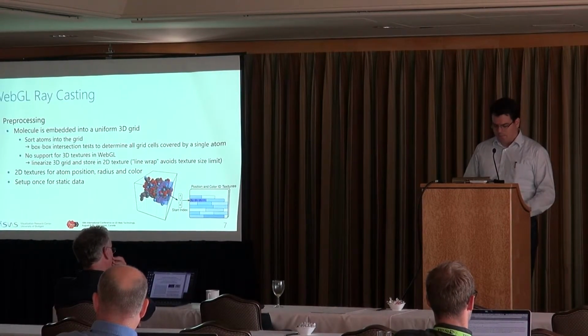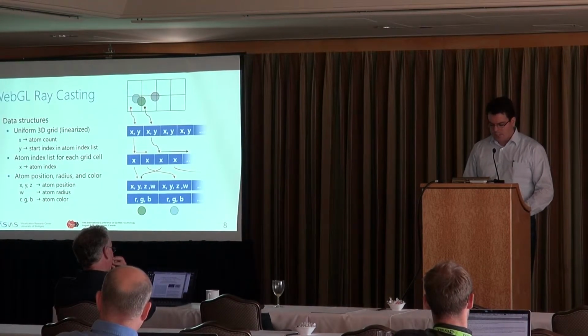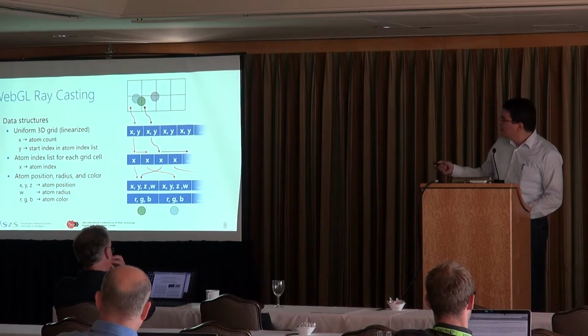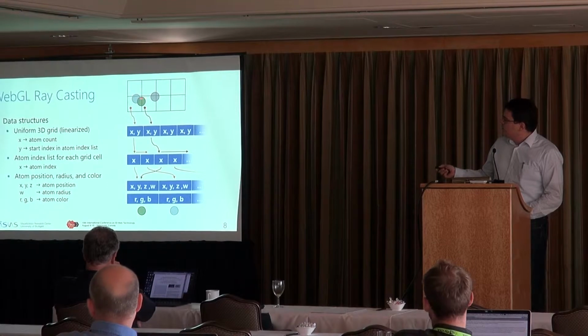So we have data structures to store all this information. And all this setup has to be done only once for a static data set. So all this pre-processing is executed once. Here you can see the data structures again. We have the acceleration grid with our atoms. So for example, the green atom is in these two grid cells.